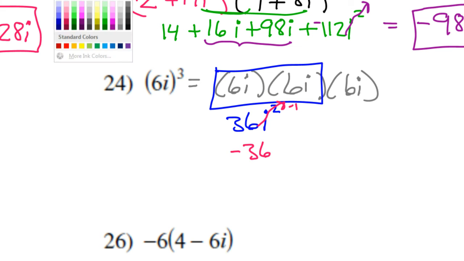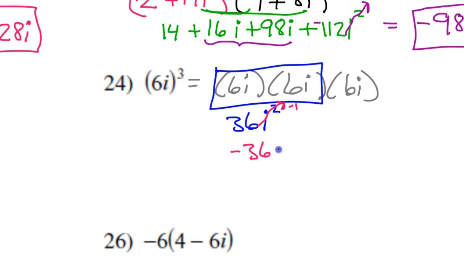And then we can just bring down our other 6i. So really it's just a matter of -36 times the other 6i. And I don't know what 36 times 6 is off the top of my head. That's 216. So that's going to be -216i.